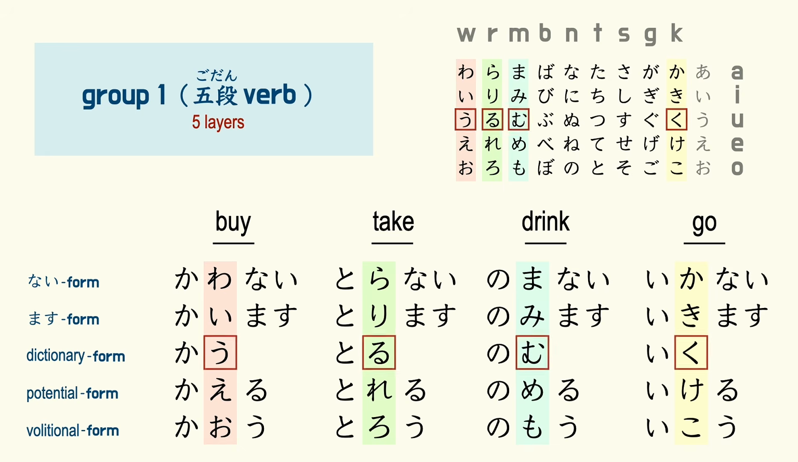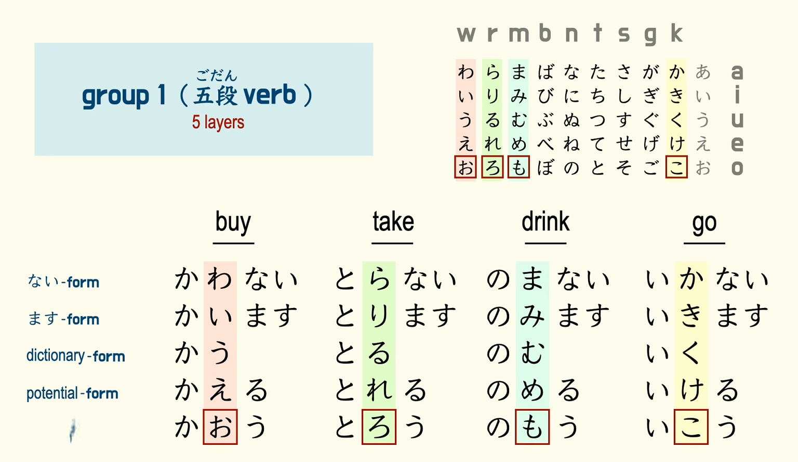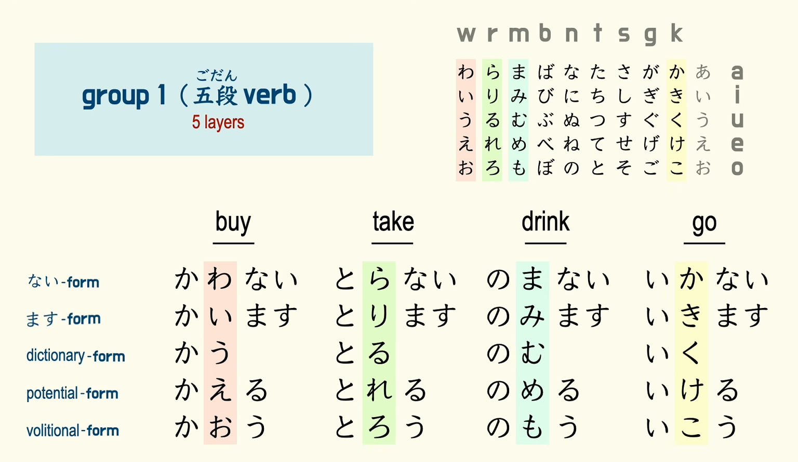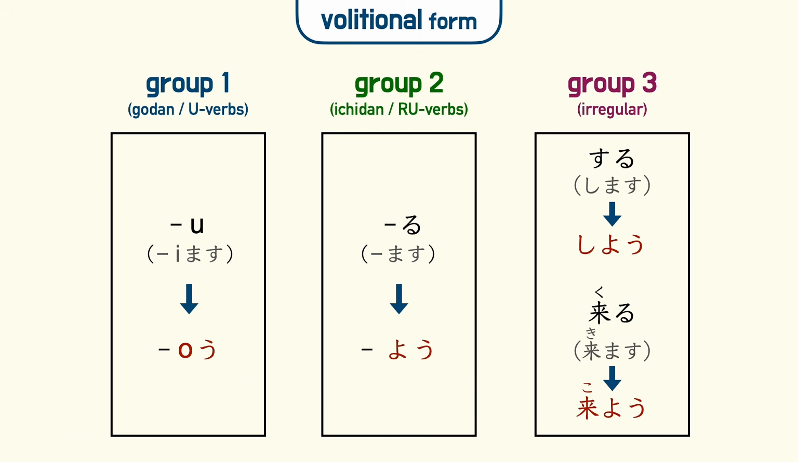Or for group 1 verbs, you can also use the hiragana chart to make the volitional form from the dictionary form. Move 2 rows down. If it's from the ます form, move 3 rows down. Alright, that's it. This is the summary of how to make the volitional form. Take a screenshot, laminate it, and put it up on your wall. That would make me really happy.